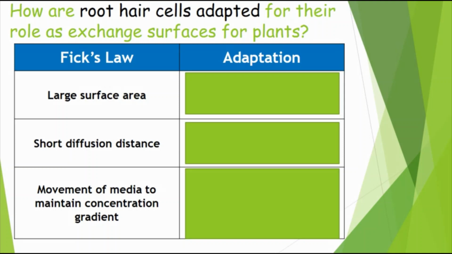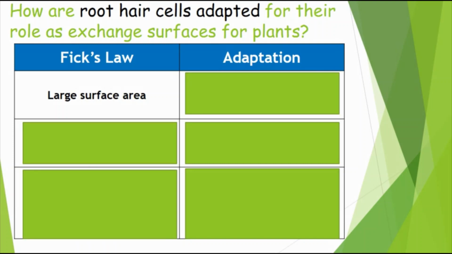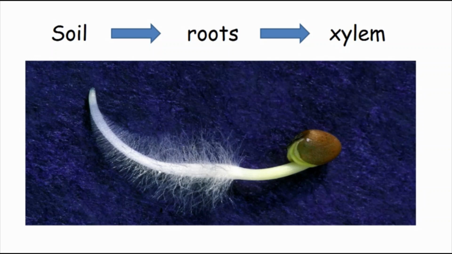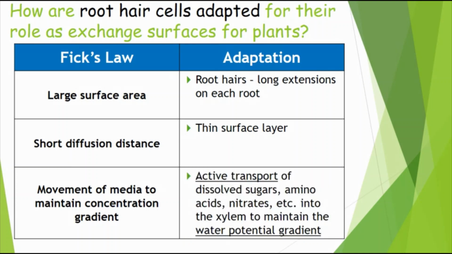Looking at the surface area first, root hairs are present and they have very long extensions on each root. If I go back to our picture, we can see that super clearly. So having each of these projections is going to help increase the surface area for absorption of water. The next one, to maintain a short diffusion distance, is that there is a thin cell wall on each root and root hair to reduce the diffusion distance. And lastly, to maintain a concentration gradient, we're going to be actively transporting dissolved sugars, amino acids, nitrates into the xylem to maintain a water potential gradient.